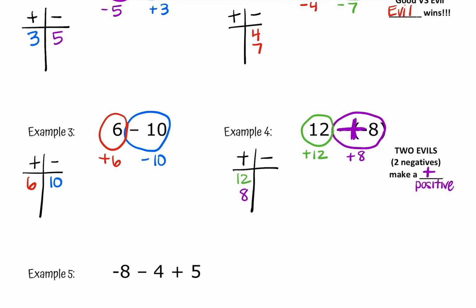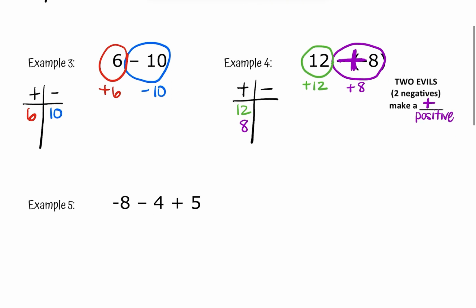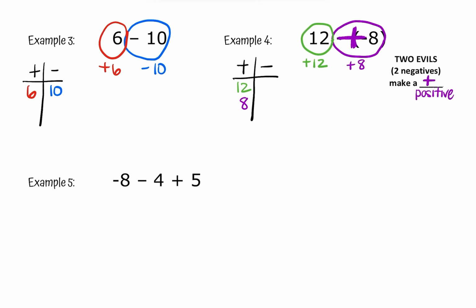All right. And then let's try our last example where we have more than 2 numbers. So the rules still apply. We're going to start at the back of the number, and I'm going to circle from the back of the 5 to the back of the 4. And then I'm going to circle from the back of the 4 to the back of the 8. And then I'm going to circle from the back of the 8 to the front of the problem. I'm going to rewrite my numbers. So I have a negative 8. I have a negative 4. And I have a positive 5.